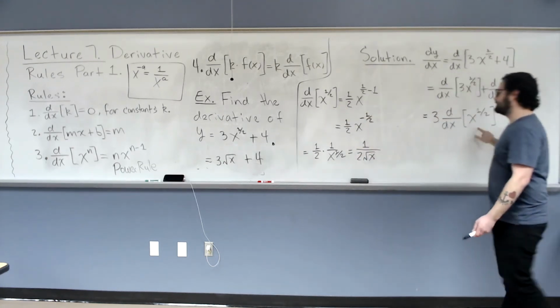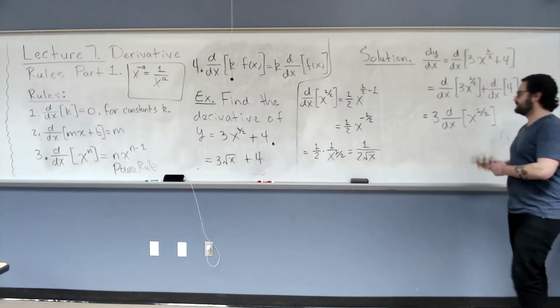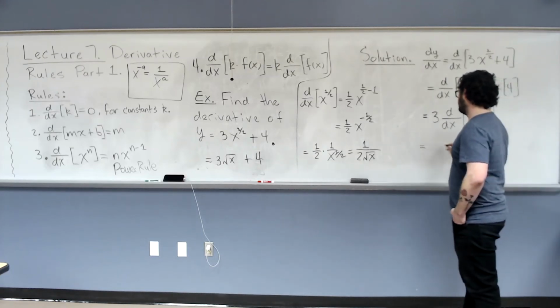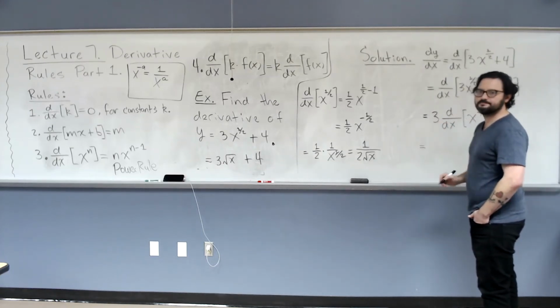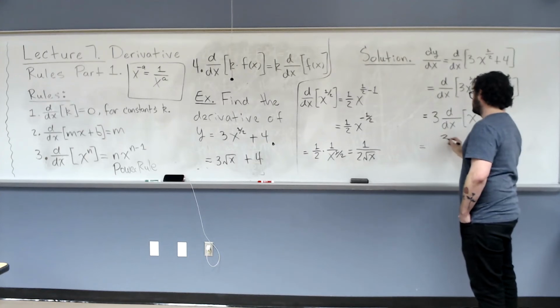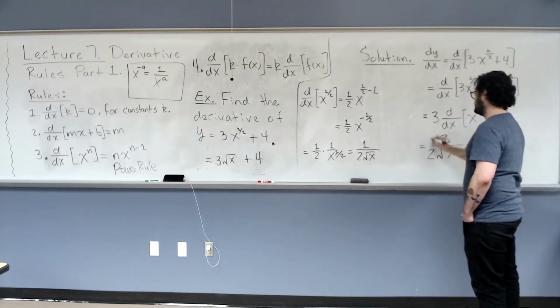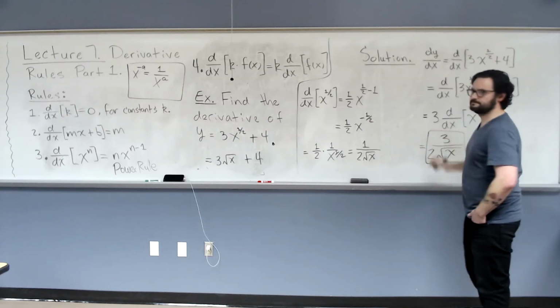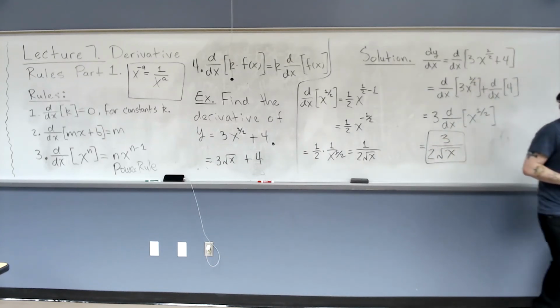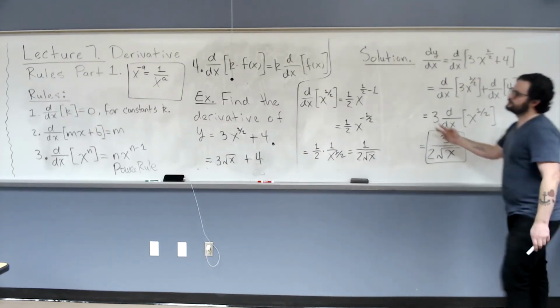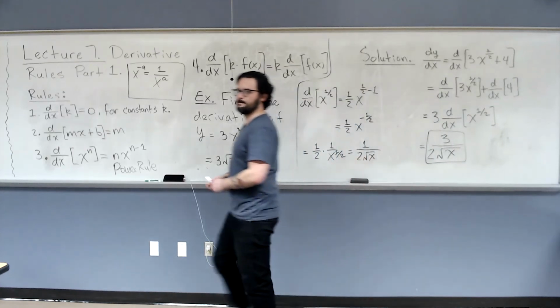Now we can substitute it in. So what do we end up with? 3 times that, or just 3/2 square root of x. Yeah. That's the derivative of that guy right there.